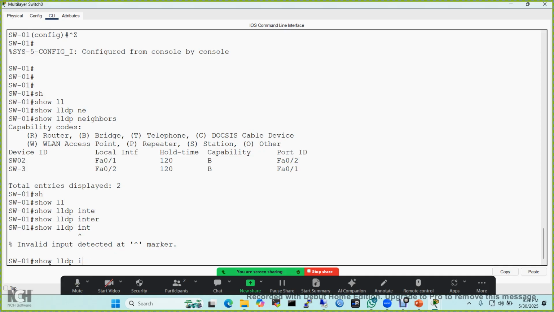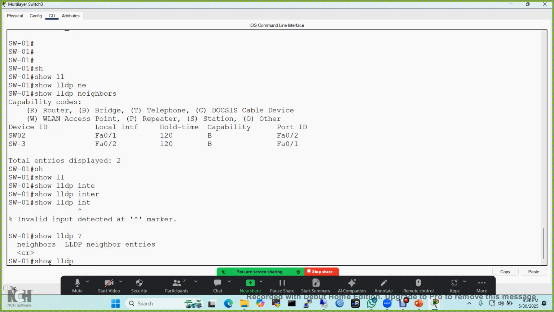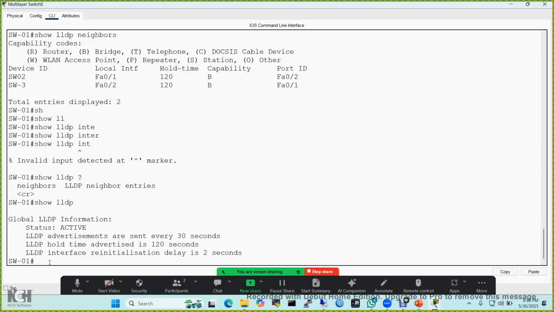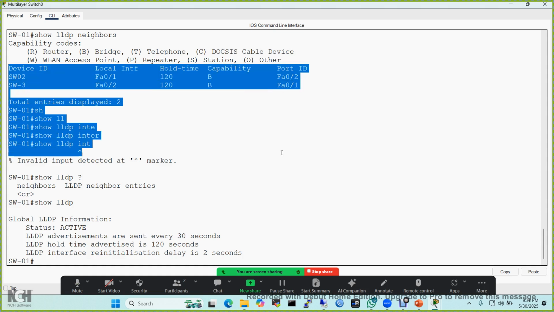Is there anything wrong? Show LLDP. Okay, here it is showing LLDP is active, and here is the time difference. There is a difference in time. LLDP hold down time is 120, whereas in CDP the hold down time was 180. And it sends advertisements on all its ports after 30 seconds. Yes, this is the difference. All others are the same.